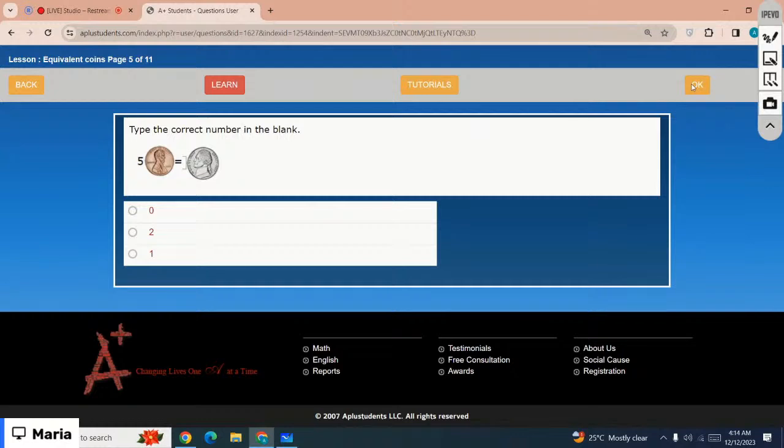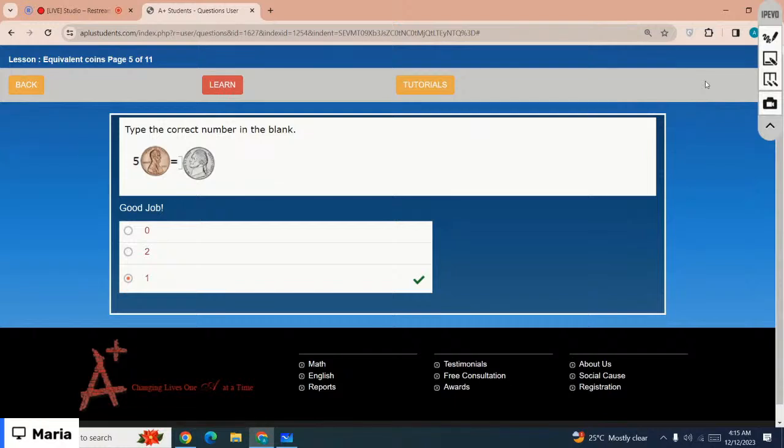Okay, the next one is type the correct number in the blank. If you have 5 pennies, how many nickels do they make? I think this is the nickel coin. Yes, nickel. The nickel is worth 5 cents. So if you have 5 pennies, they make 1 nickel, because the nickel is worth 5 cents, right?